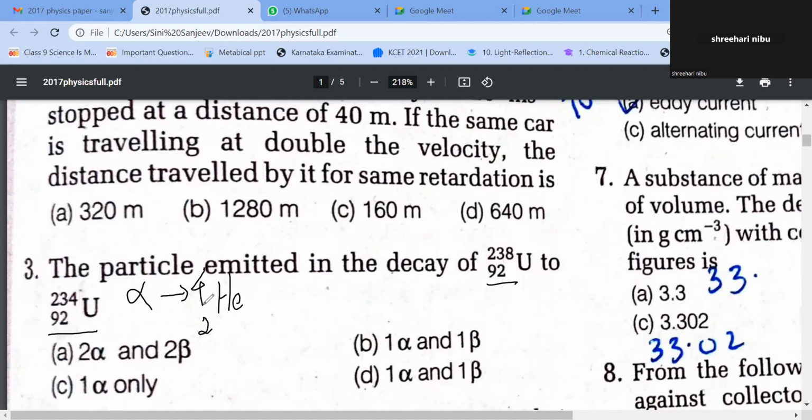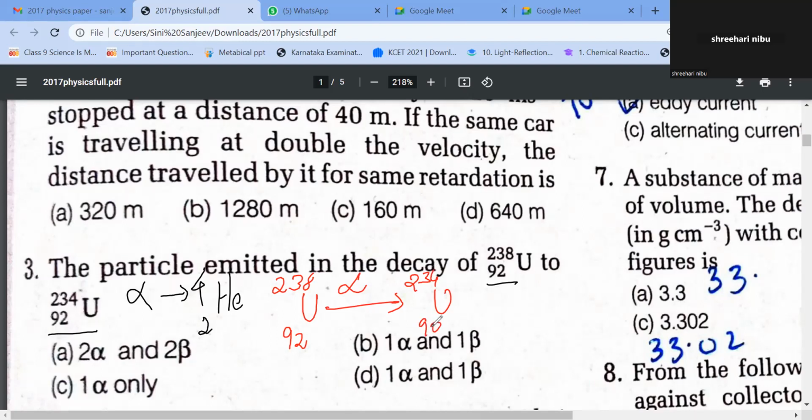So when it undergoes alpha decay, I'll write here U 92, 238. When it undergoes alpha decay, what will happen? Mass number will be decreased by 4, because helium will take 4, right? So this will become 234. And down it will become what?